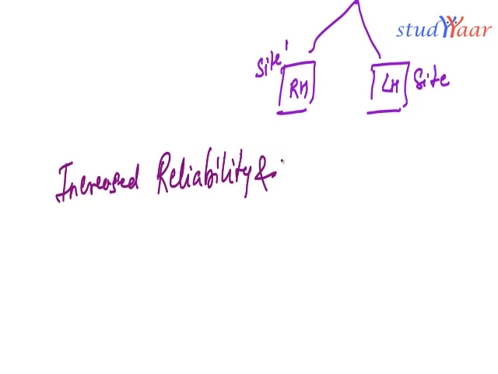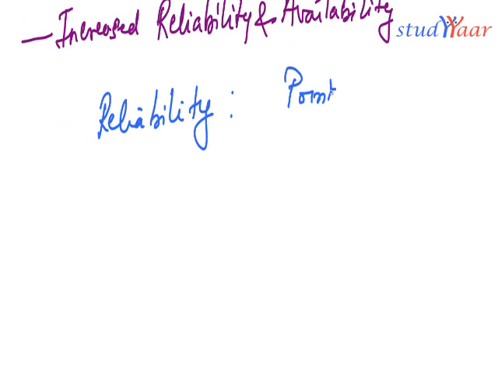Reliability and availability. Okay, what is reliability? Let's look at this. Reliability is the probability that my system is working at a specific point in time.